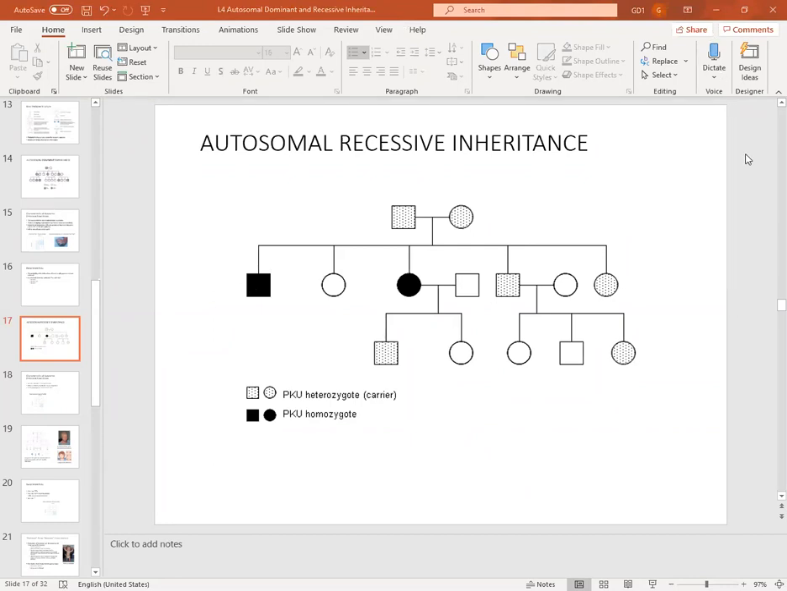Okay, what we know about autosomal dominant inheritance, so we can move to autosomal recessive inheritance. This is quite a short description of the phenotype in the pedigree. You can see it too. Here we also have a three-generation pedigree, so let's check that out.